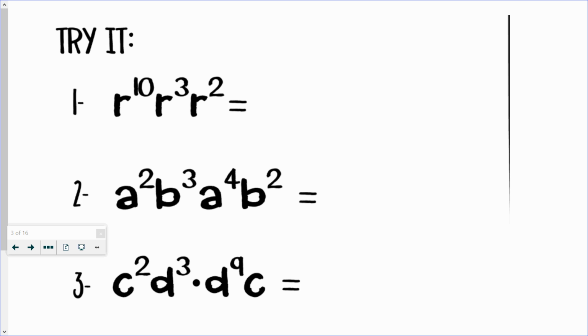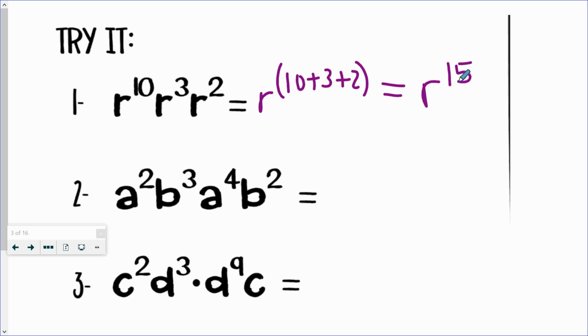Okay, so problem number 1, you should have gotten r to the 10th, r to the 3rd, r to the 2nd. So 10 plus 3 plus 2. So this is really r to the 10 plus 3 plus 2, which equals r to the 15th.